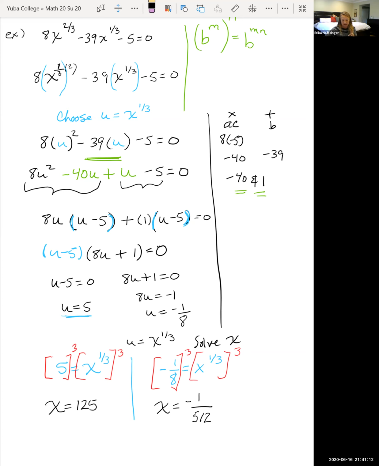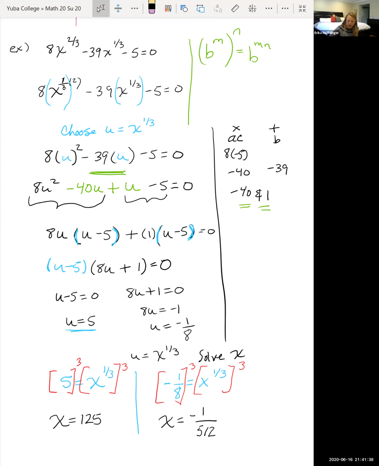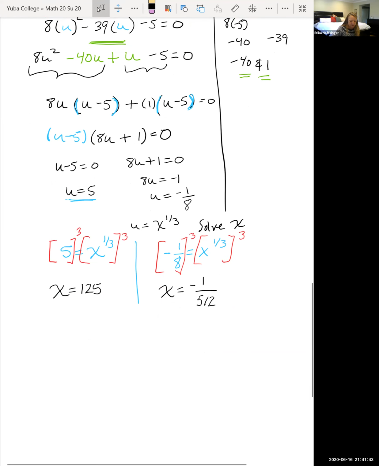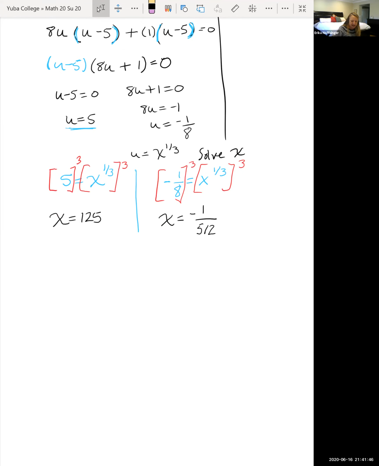Okay, so I just need to think about a couple things to make sure I don't have any extraneous solutions that could occur. Did my original equation have a radical? I guess that actually does matter sometimes. Does it have variables in the denominator? It does not. And did I raise both sides of an equation by an even number? Which I didn't. If I had to square both sides, I would have had to go back and check it and see if it worked in the original.